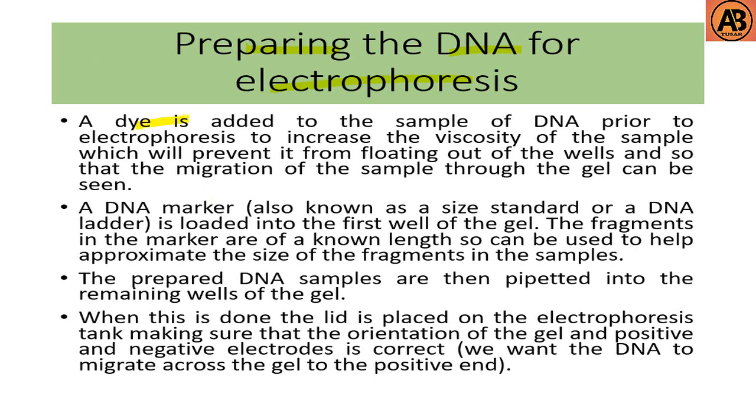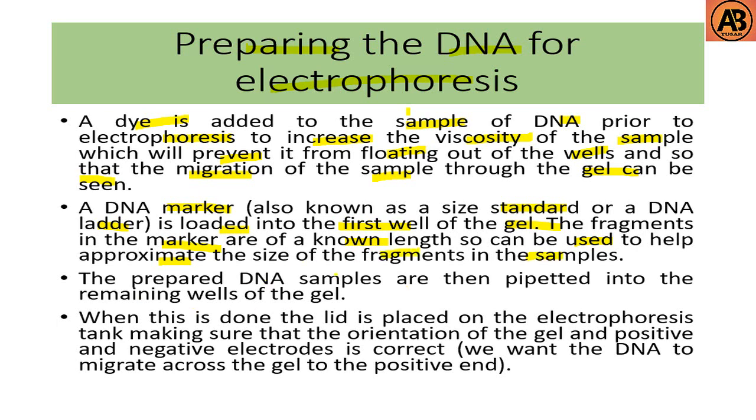A dye is added to the sample of DNA prior to electrophoresis to increase the viscosity of the sample, which will prevent it from floating out of the wells, and so that the migration of the sample through the gel can be seen. A DNA marker, also known as size standard or DNA ladder, is loaded into the first well of the gel. The fragments in the marker are of known length, so can be used to help approximate the size of the fragments in samples.